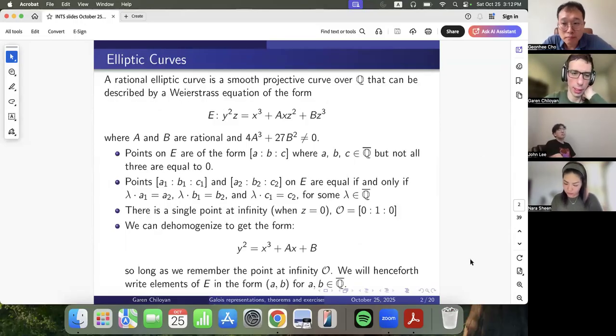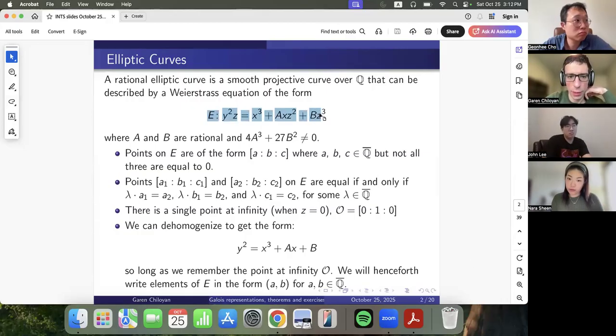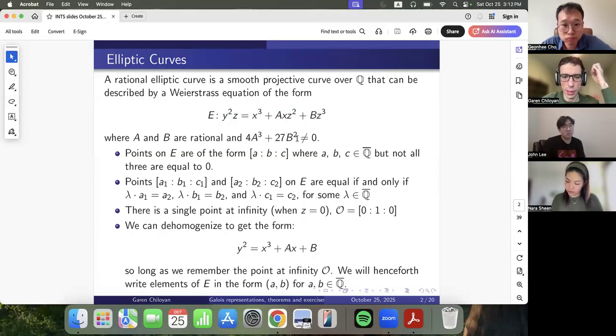Okay, so I guess the second most important objects for arithmetic geometers, in my opinion, are elliptic curves defined over the rationals. A rational elliptic curve is a smooth projective curve over the rationals that can be described by a Weierstrass equation of this form here. A and B are rational numbers, and we want this discriminant, 4a cubed plus 27b squared, to not equal 0. If it is 0, there is a cusp, and that is no longer smooth. That's why I said smooth, and that's why I want this condition.